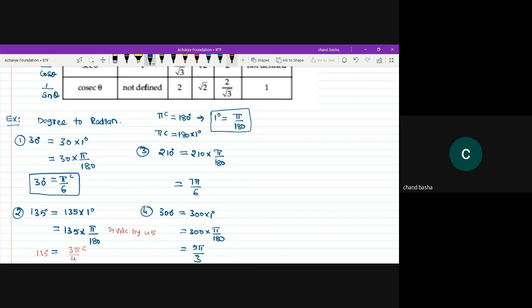Like that, I'll try to send a few questions for converting the degree system to the radian system. That's it for today, guys.